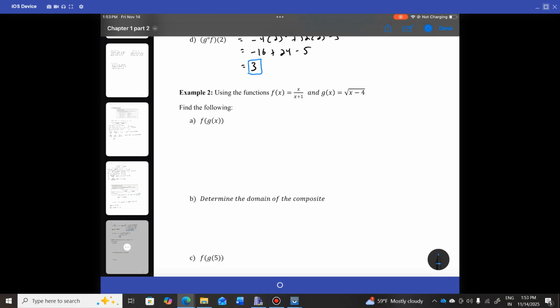Alright, so f of x equals x over x plus 1, and g of x equals square root of x minus 4. So let's look at the domain. Here we have negative infinity to negative 1, and negative 1 to infinity. Basically, x can't be negative 1. And here we have, let's see, 4 to infinity, including 4.